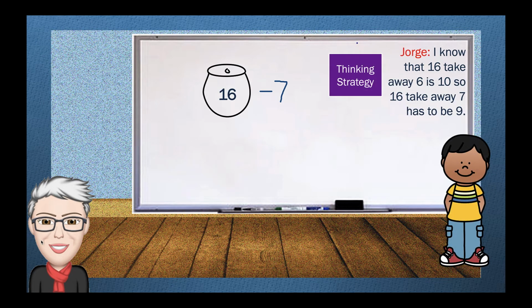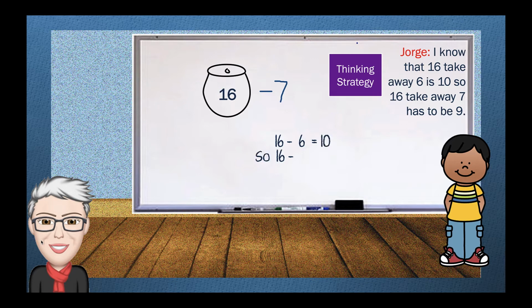Jorge's solution method is not a grouping solution. It is a thinking strategy solution. At first glance, it appears to be almost the same as Samantha's solution, but there is an important difference. While Samantha actually thought about taking 7 away from 16, first I take away 6 and then I take away 1 more, Jorge was reasoning by relating the task posed to a number fact that he just knows.